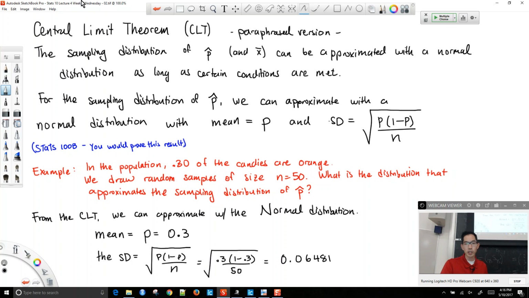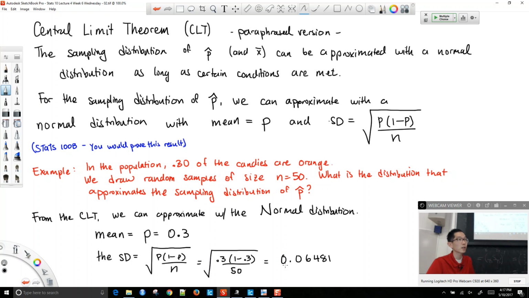So based on the properties of the population, we're saying if the population is 30% orange and we draw random samples of size 50, we can ask, what is the distribution that approximates the sampling distribution of p hat? We will say that's the normal distribution. It has this mean, the mean equal to p, and the standard deviation is equal to this.